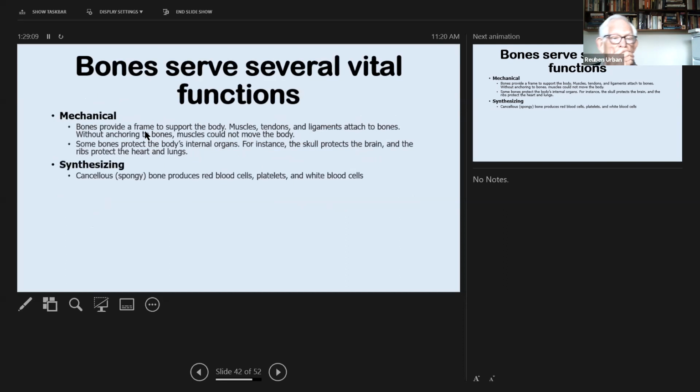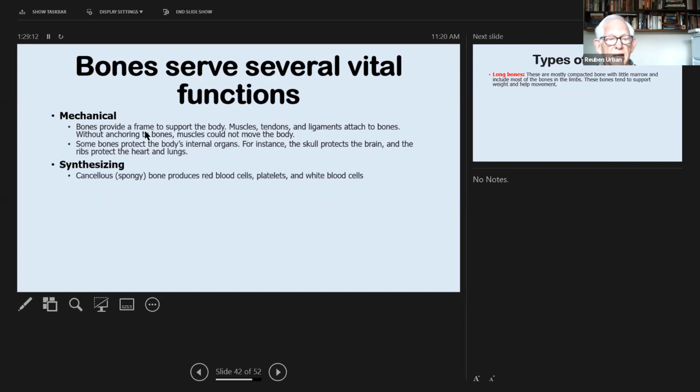They are also synthesizing. So we talk about the red blood cells, the platelets, the white blood cells. They're being produced in the bones, and they have a metabolic function. So they store the minerals that are in excess in the body, so the body can actually get them to come back. They store fat.